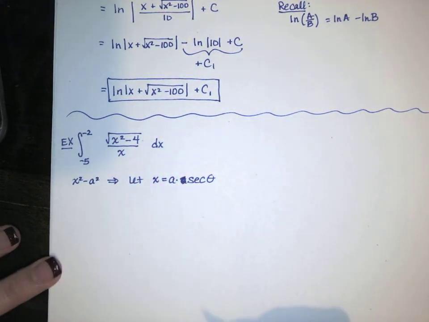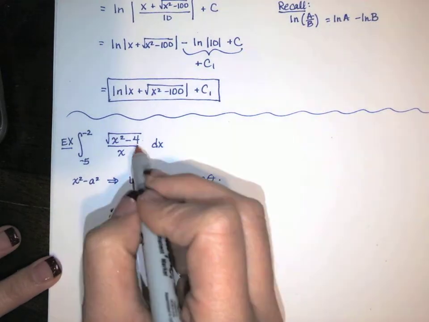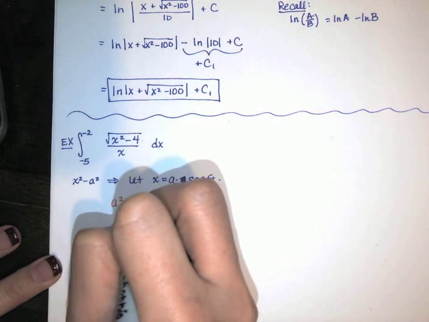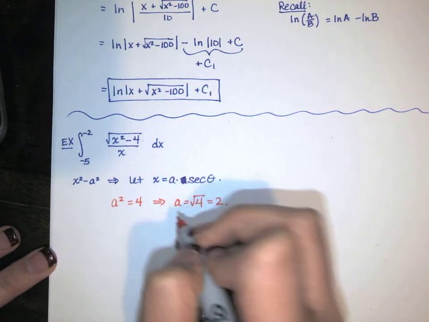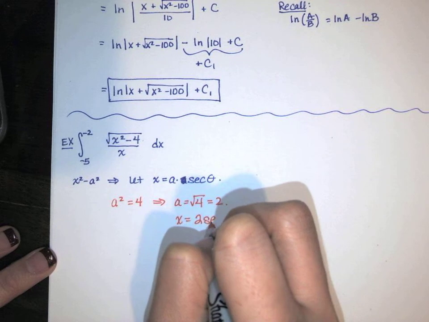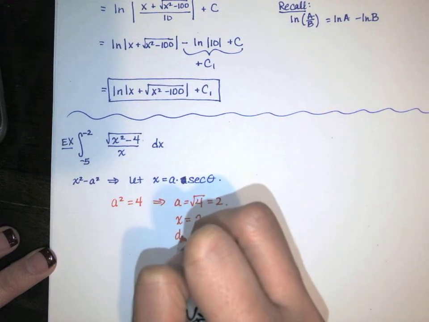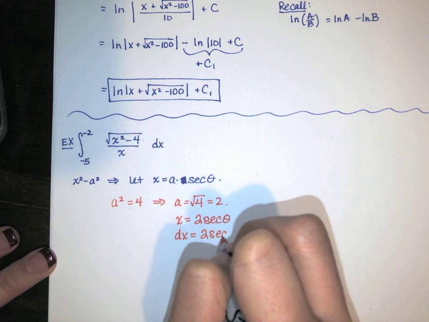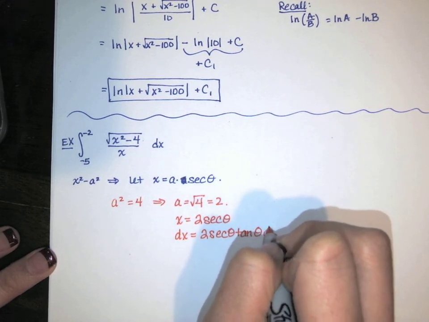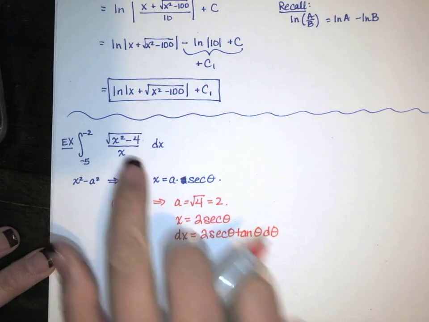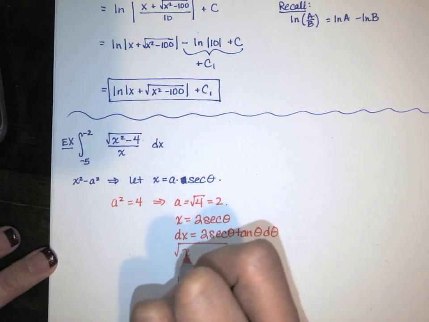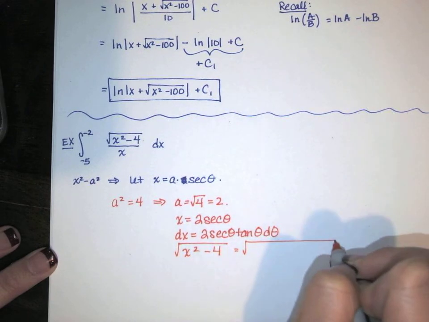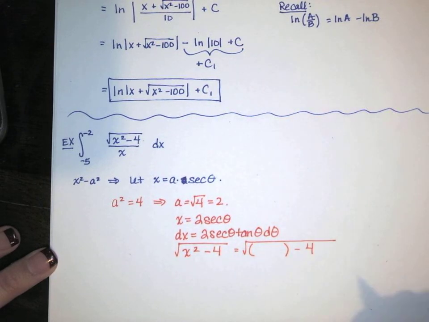Now let x equal a secant of theta. Okay, so a squared is 4. So that means a is the square root of 4, which is 2. And if a is 2, then x equals 2 secant of theta. And dx is 2 secant of theta, tangent of theta, d theta. All right, so we're ready to substitute that denominator and substitute that dx. But I also need to simplify that square root. So we're going to replace the x with whatever it was in terms of theta. That was 2 secant of theta.